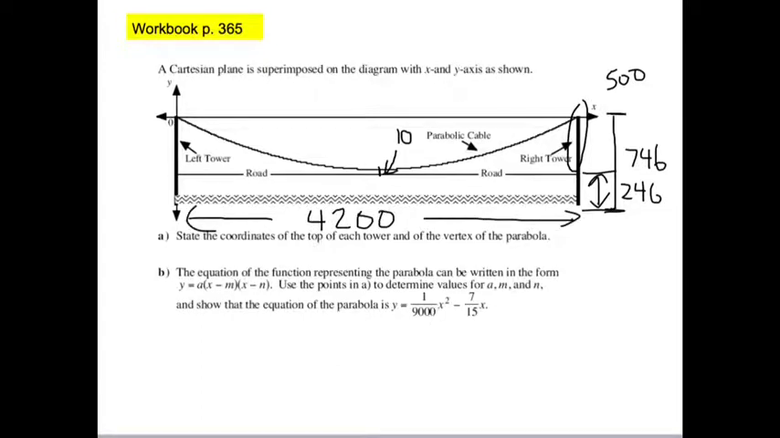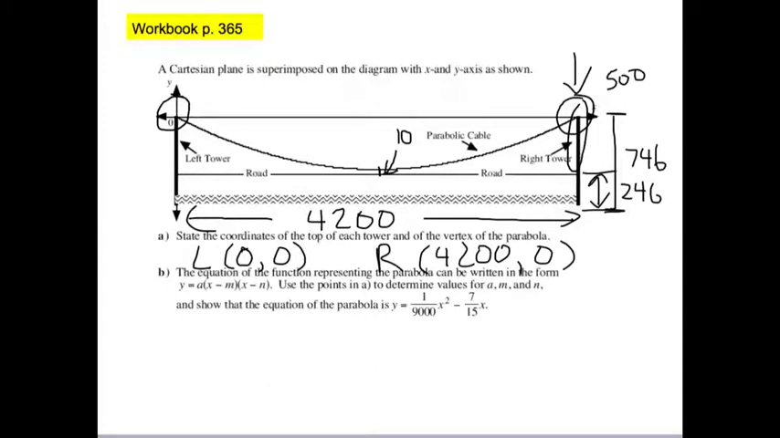So we have to state the coordinates of the top of each tower. If you notice right here, they've placed the origin at the top of the left tower. So the origin for the left tower is going to be 0 and 0. The coordinates for this tower right here, we have to keep in mind that this is 4,200 feet away along the x-axis. So it's going to be 4,200 and 0, because it's at 0 on the y.